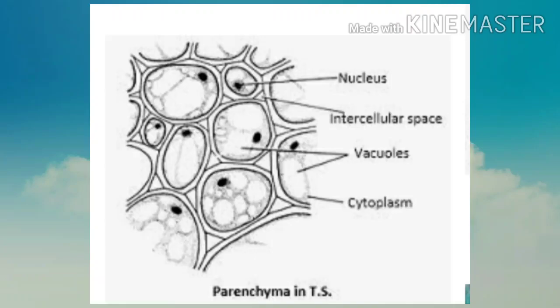Parenchymatous cells are spherical, thin-walled with large intercellular spaces. It consists of living cells at maturity. Location of parenchyma. It is found throughout the plant in every soft part. And function of parenchyma: first, photosynthesis; second, respiration; third, storage of food; fourth, buoyancy in aquatic plants.